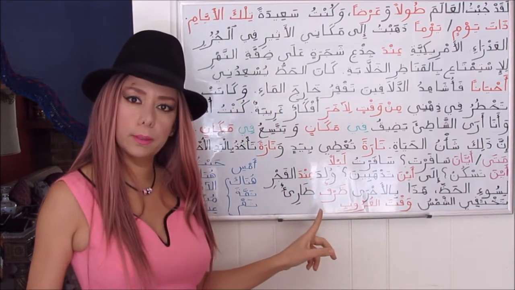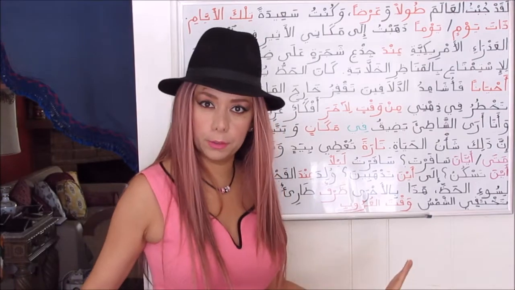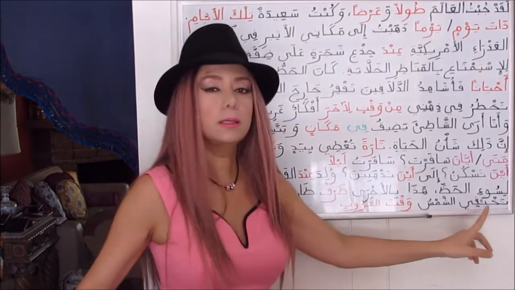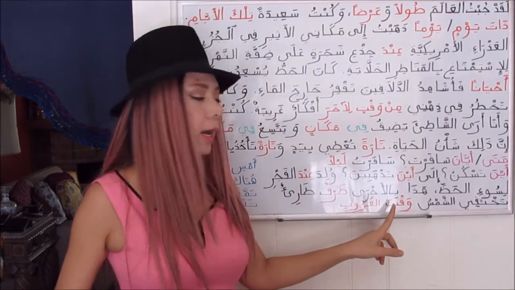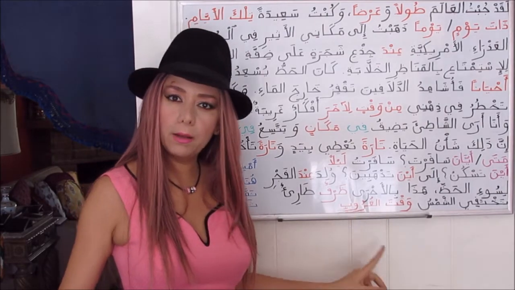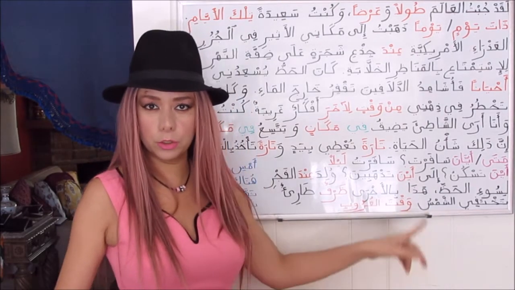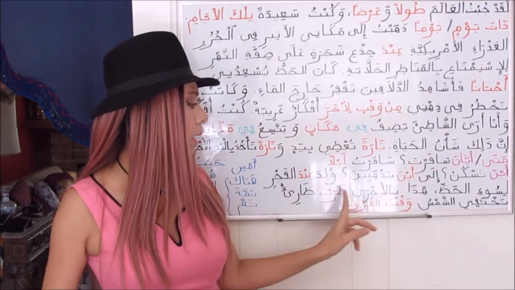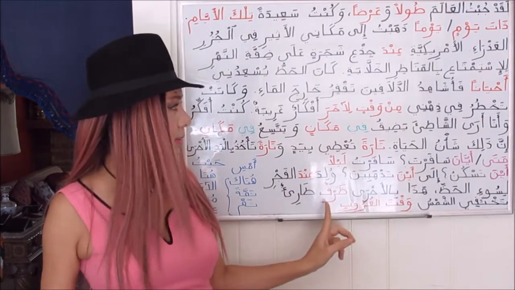تختفي الشمس وقت الغروب. From the verb اختفى, to disappear. The sun disappears at sunset. وقت الغروب. We have an إضافة construction, genitive construction. وقت الغروب. Sun sets.